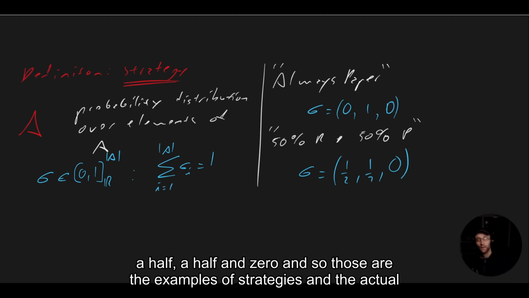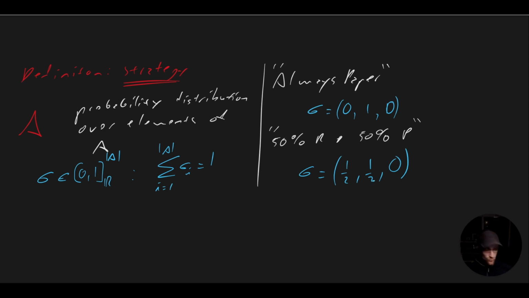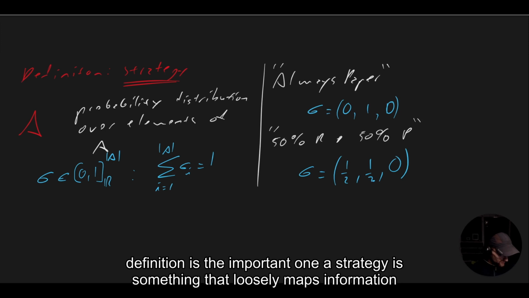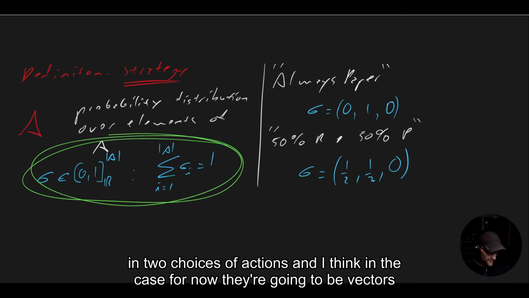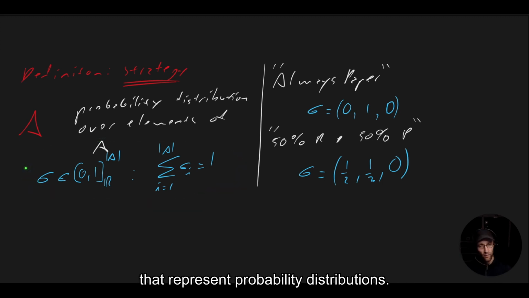And so those are the examples of strategies, and the actual definition is the important one. A strategy is something that loosely maps information to action set, to probability, to choices of actions. And in that particular case, for now, they're going to be vectors that represent probability distributions.